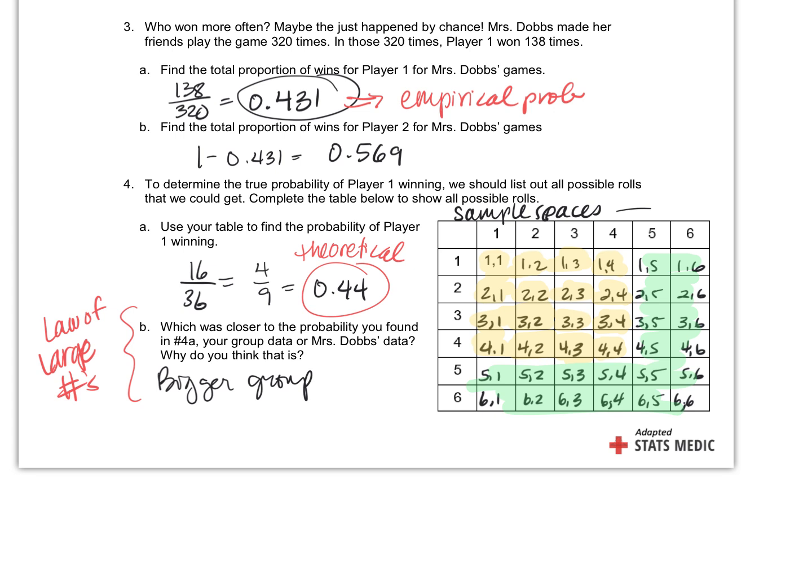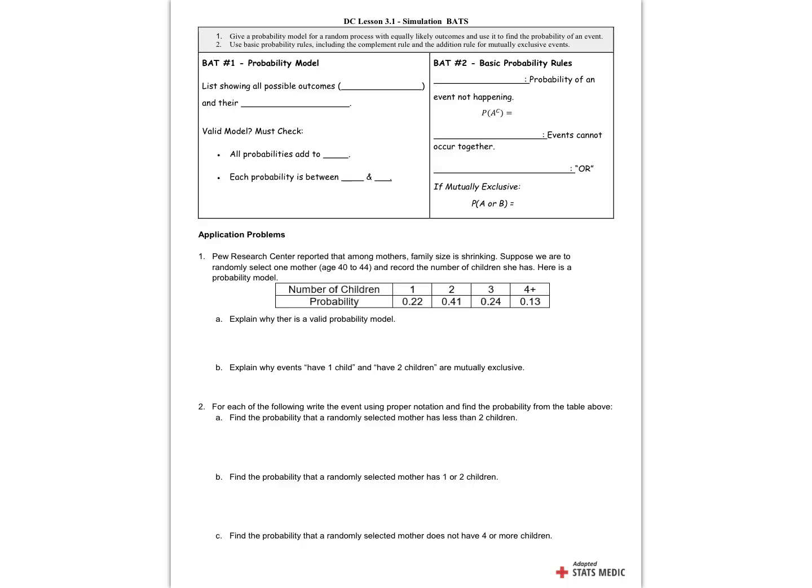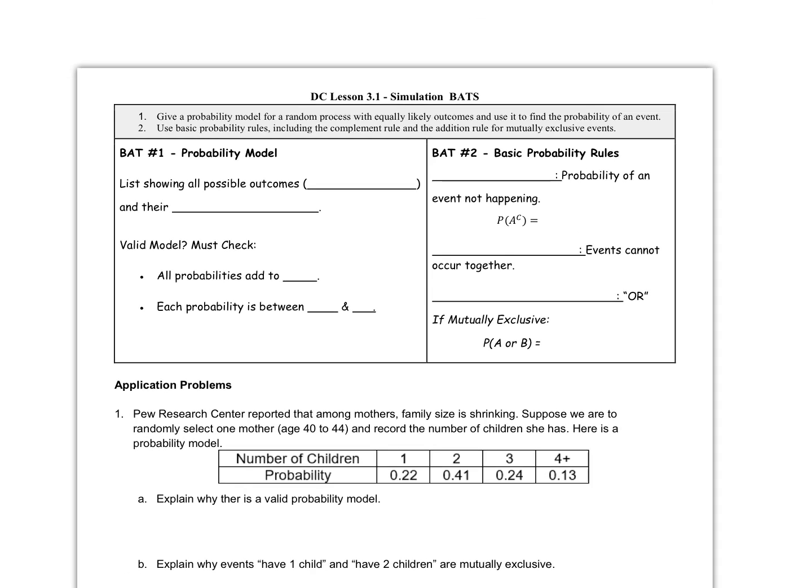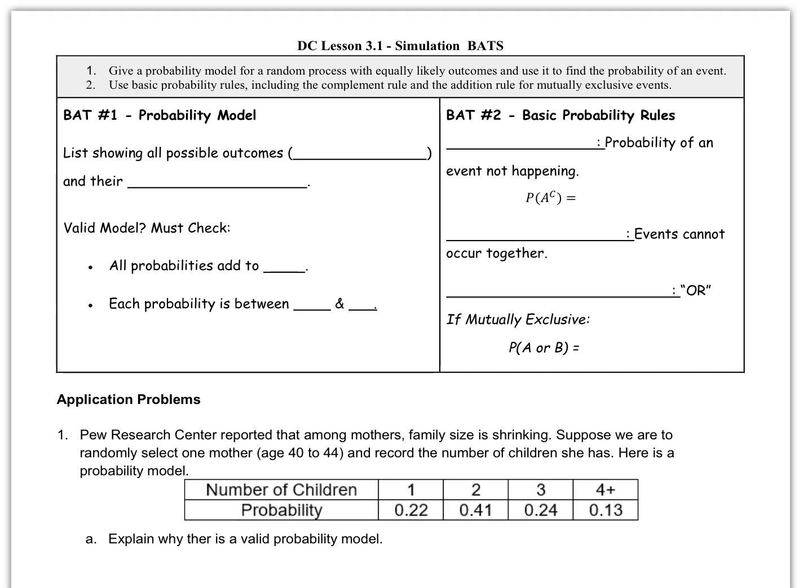All right, great. So, turning the page. A probability model: listing all the possible outcomes is called the sample space. And we list their probabilities. I'll show you one here in a second.